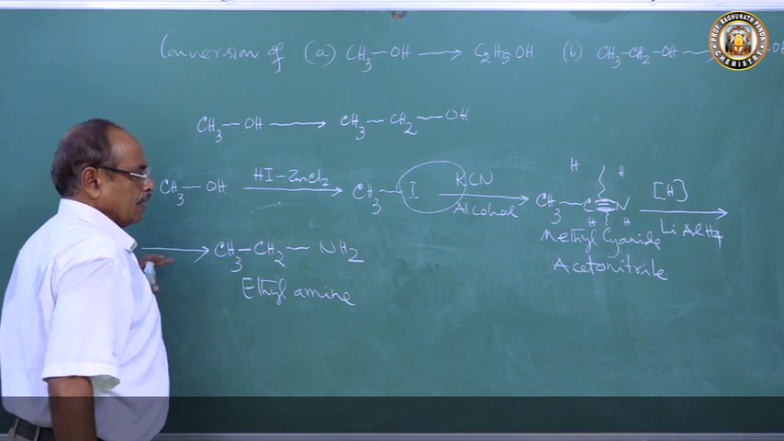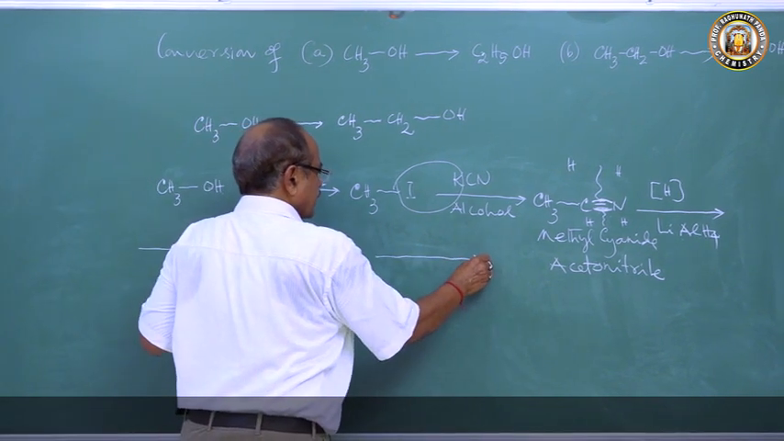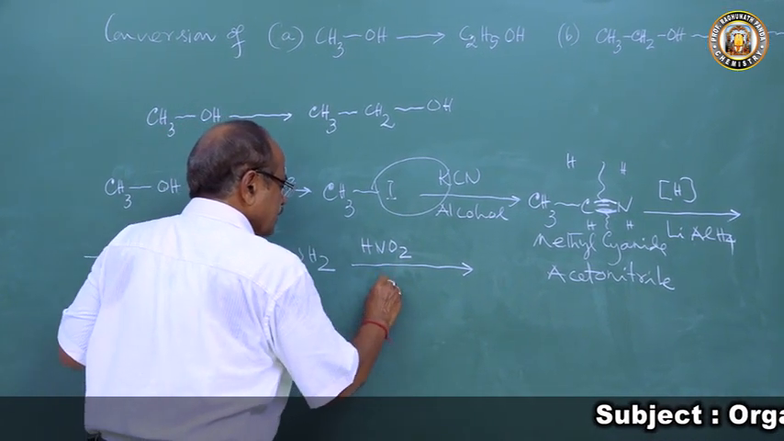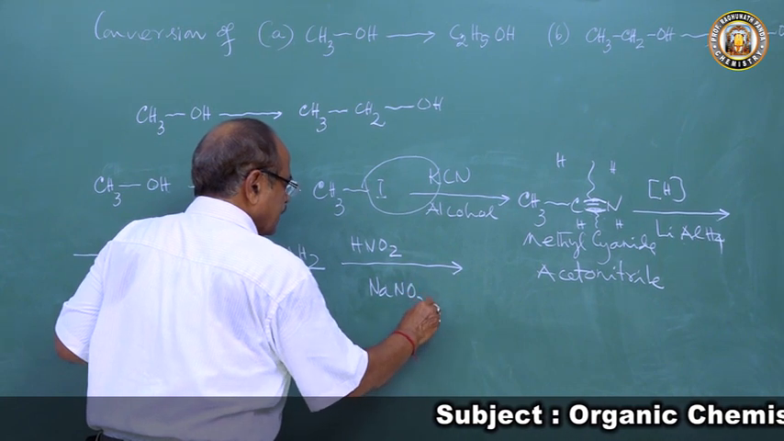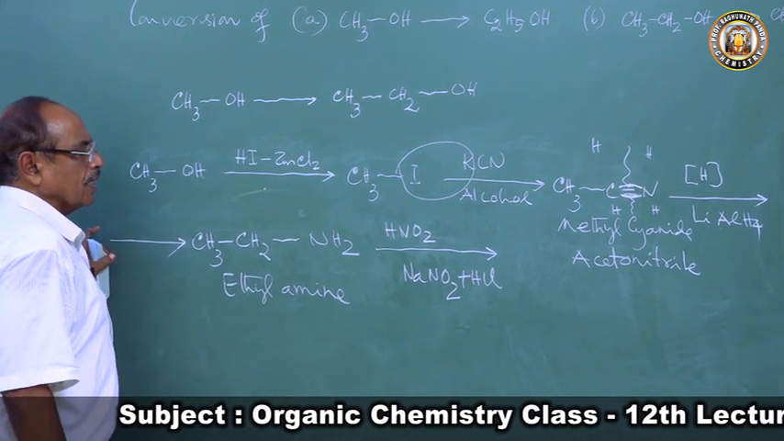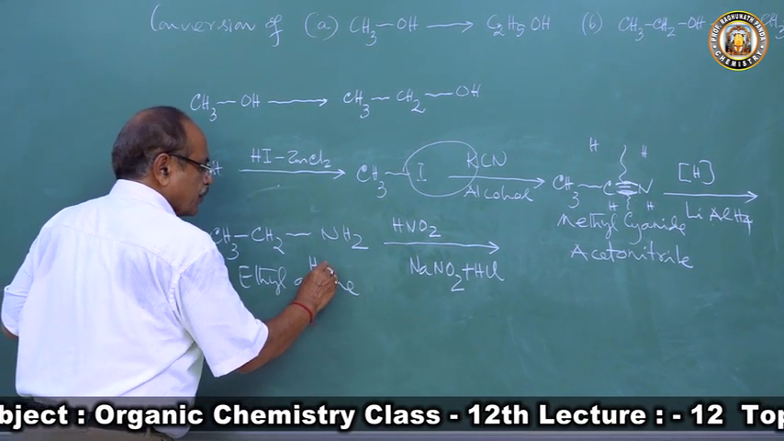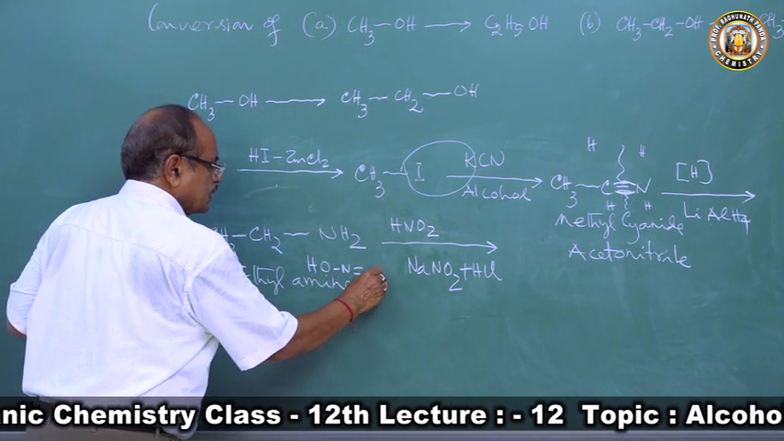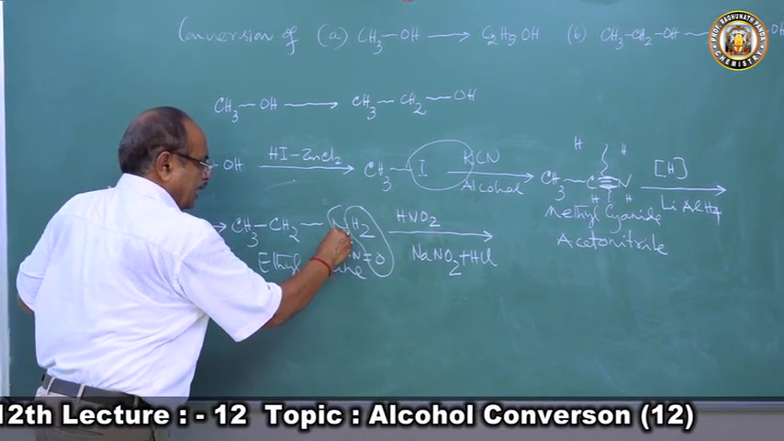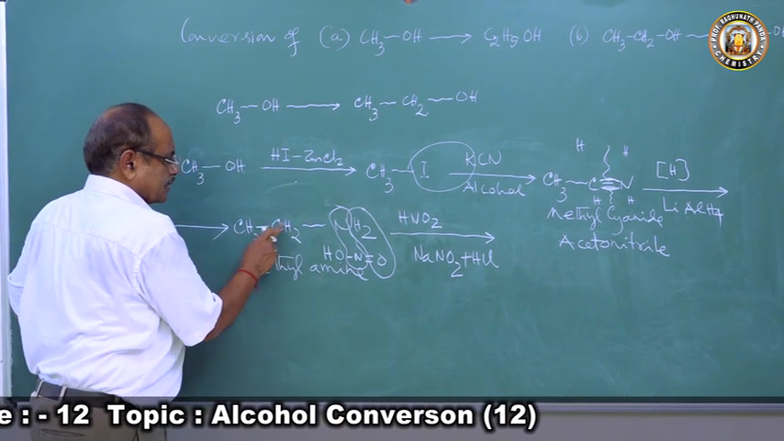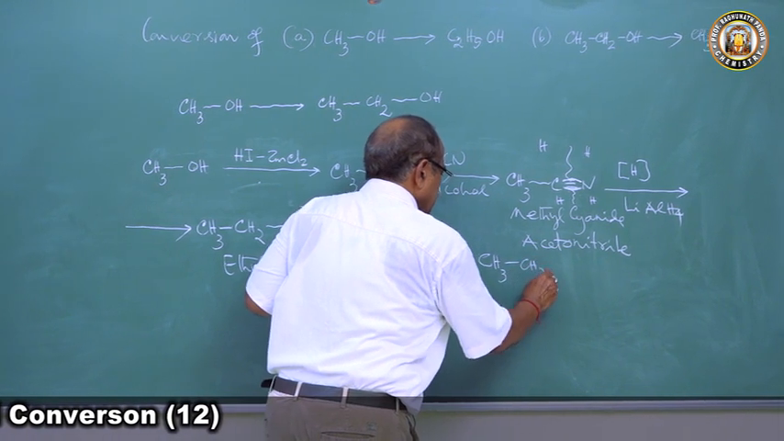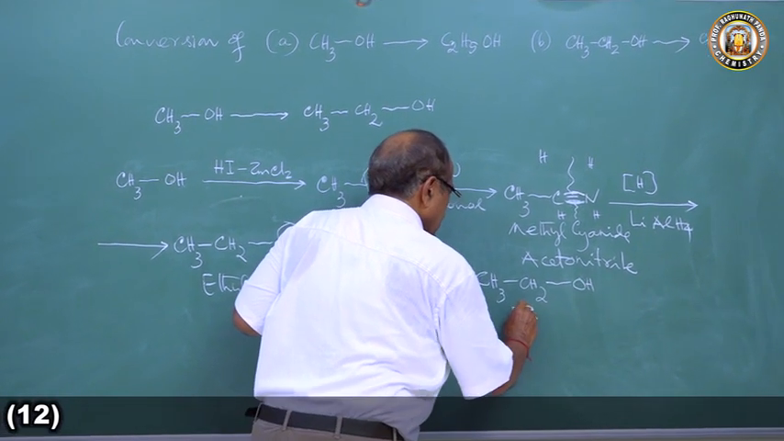This ethylamine is treated with nitrous acid. How do we get the nitrous acid? We get nitrous acid from sodium nitrite plus HCl. Always nitrous acid is produced in the reaction medium. HONO is nitrous acid. H2 will go with O as H2O, N will go as N2, and we will get CH3CH2OH. So this is ethyl alcohol.